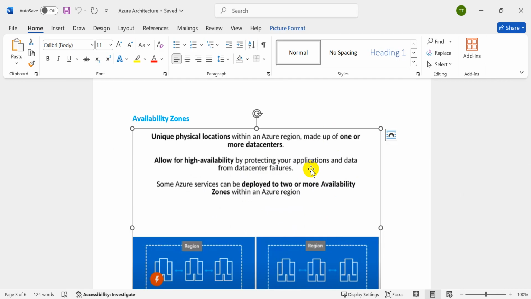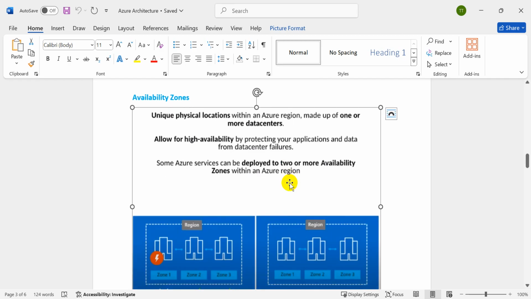Why is this AZ built? The very unique concept is to allow for high availability, protecting your application and data from data center failure. If one data center fails, you can still recover your data and application. That's the feature of availability zones. In short, we can say AZ is providing the high availability feature, in very simple terms.